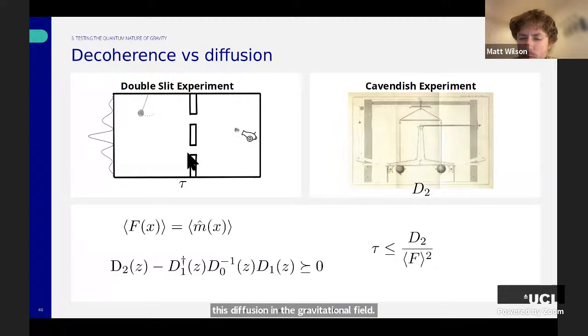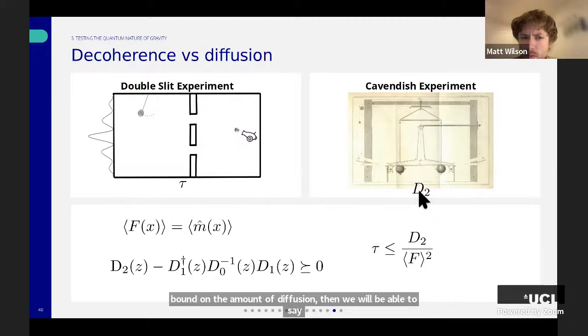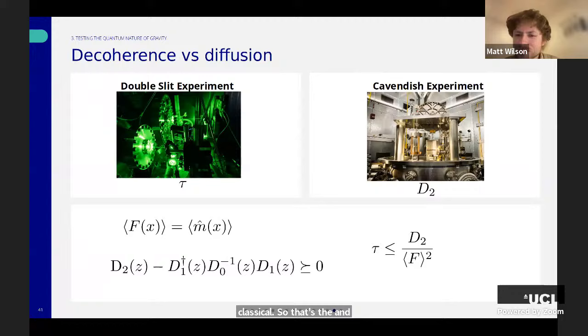And because there's this trade-off, every experiment we do gives us experimental data, which helps squeeze out these theories. It's possible that if we can put a lower bound on the coherence time and a good upper bound on the amount of diffusion, then we will be able to squeeze out any theory in which gravity is fundamentally classical. So that's the experimental proposal: to do high-precision Cavendish experiments and high-precision long coherence times for heavy, dense molecules like gold, in order to squeeze out such theories.